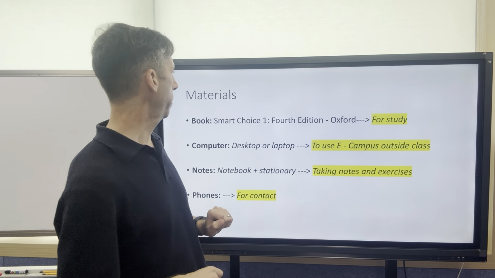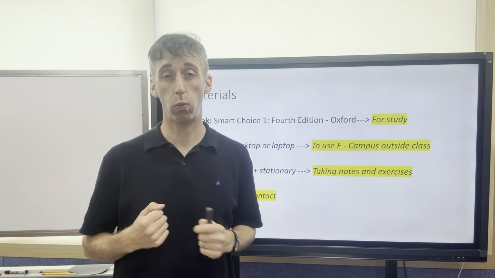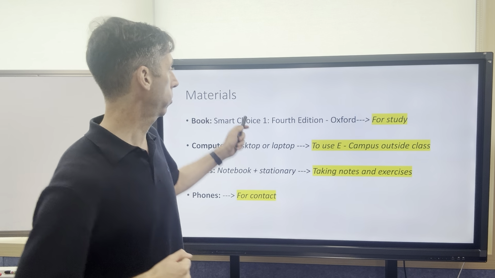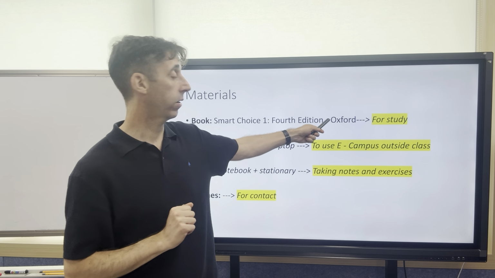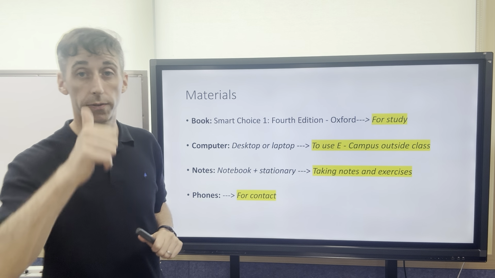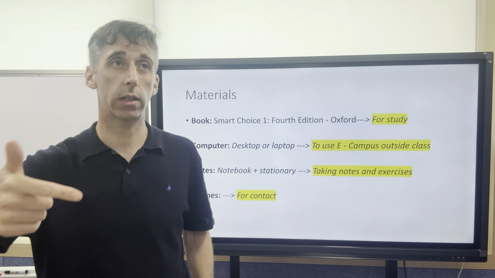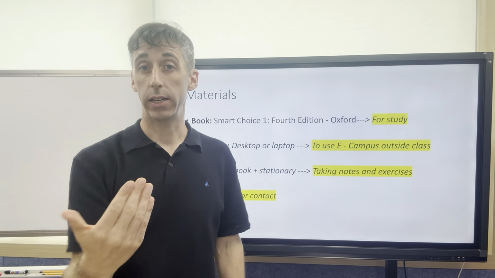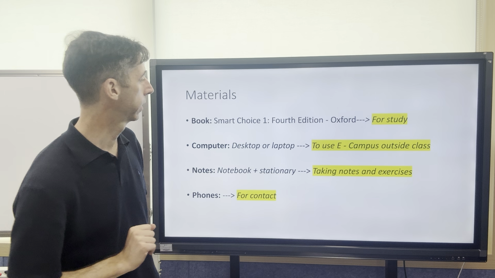Next, some information. So we have our book. The book is Smart Choice 1. All right, Smart Choice 1, be careful, 4th edition, student book, and Oxford is the publisher. That's for study. So we will use our book in class for reading, writing, vocabulary, and discussion as well. Okay, so we must get the book for class.